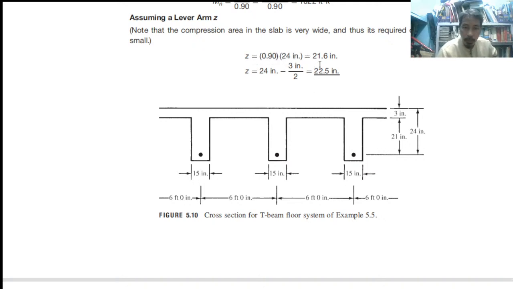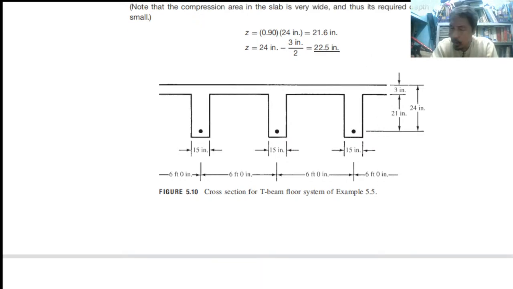Z is 0.924d. So compare the two, and 22.5 is higher, so that is for our C. But this is an assumption by the author. Let us assume the larger of the two. I have yet to see that provision in the code, but it is explained by the author, so maybe it is a theoretical concept. Larger of the two: 0.9d versus d minus hf over 2. So hf over 2, 24 minus 1.5 is 22.5. So we have 22.5 as our lever arm.